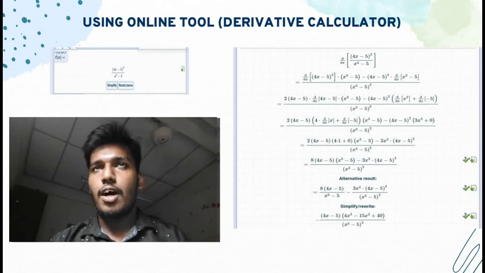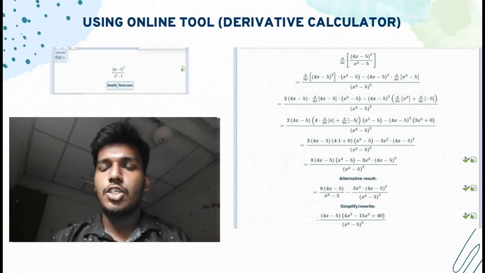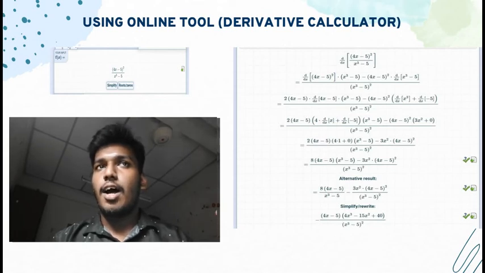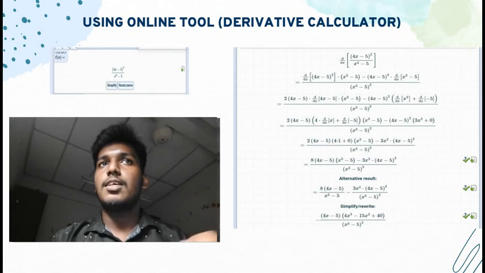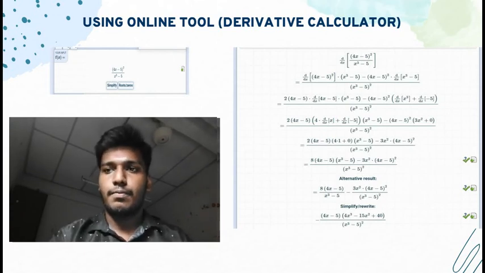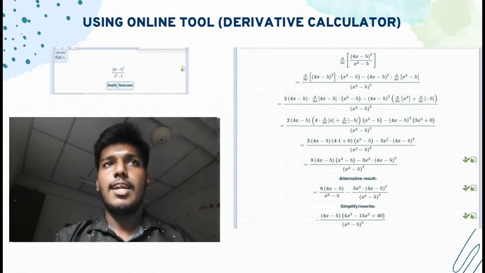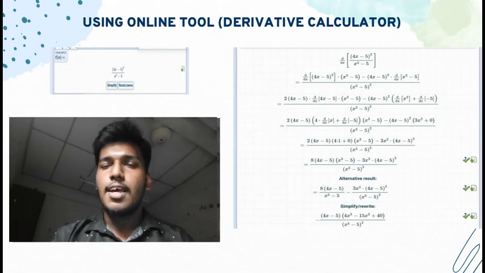If we want to know the steps, we can click the show steps button until we can see the steps of the question. When you press the show steps button, it will provide the steps.